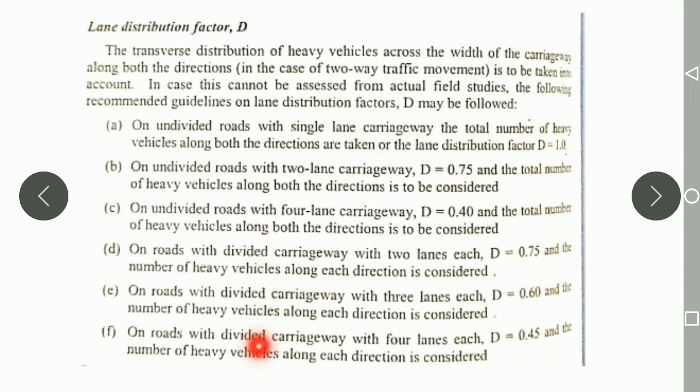Similarly, for the different cases, there is the divided carriageway with 2 lanes, with the heavy vehicles. Here undivided is there, and divided is there. So like that there are different lane distribution factors. They may give the lane distribution factor in the problem itself. Otherwise you have to remember these lane distribution factors for the different lane conditions.